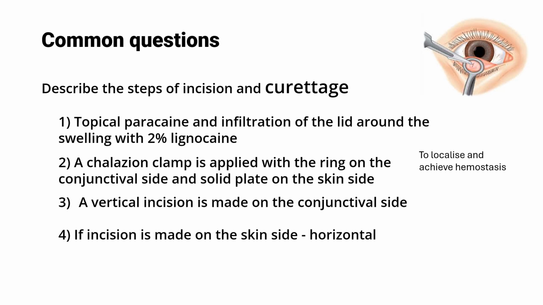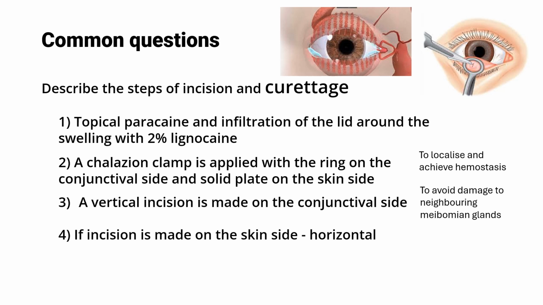Then the next thing is an incision is made. If it is on the conjunctival side, we make a vertical incision. If we put it on the skin side, we make a horizontal incision. Why? Again the question will be asked, why do you put a vertical incision? So basically to avoid damage to the neighboring meibomian glands. So if you see here, all these glands are vertically arranged, right? So if you put a horizontal incision like this, then you will damage the adjacent normal meibomian glands. You don't want that to happen. So that's why you will put a vertical incision. So only that particular gland which is involved can be curetted out.